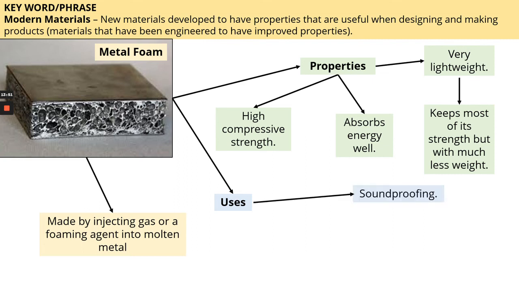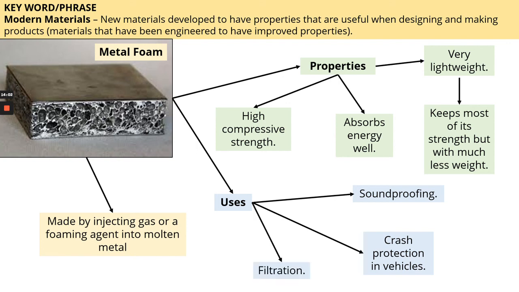And then when it comes to uses, it's often used in soundproofing on large scales, for crash protection in vehicles, and filtration. So metal foam can be used to filter different gases and different liquids within different products. So pause the video here, make sure you've got all that information.